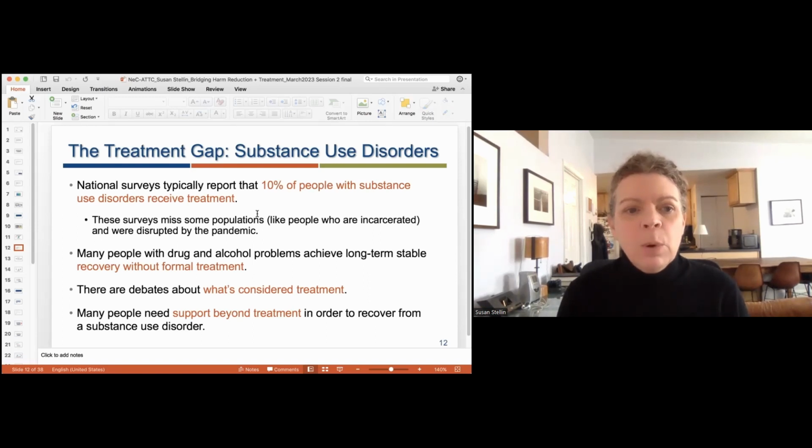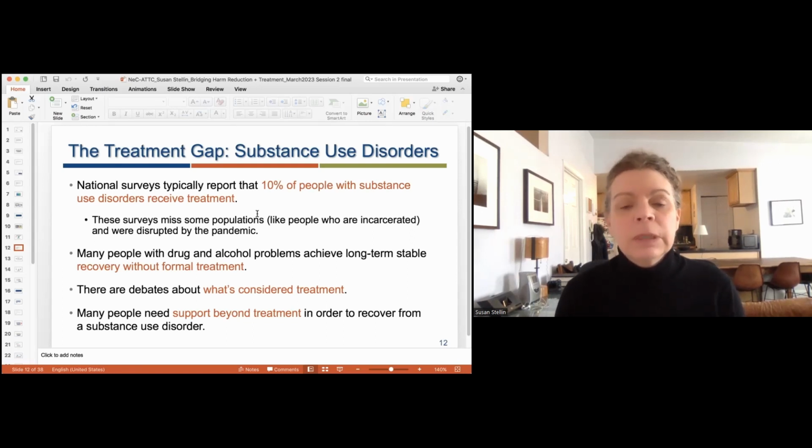And it's important to acknowledge that many people with drug and alcohol problems achieve long-term stable recovery without formal treatment. So, not everybody seeks out or necessarily needs treatment. And there are debates about what's considered treatment. Some people might say that certain services that fall under the category of harm reduction aren't necessarily treatment, or that mutual aid isn't necessarily treatment.